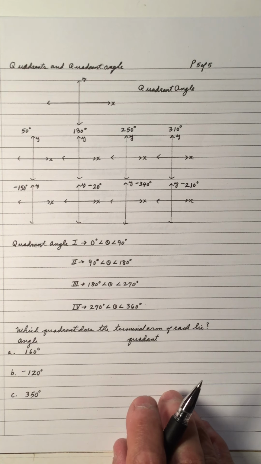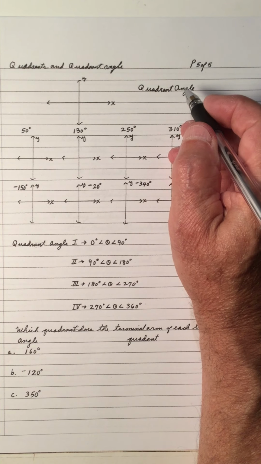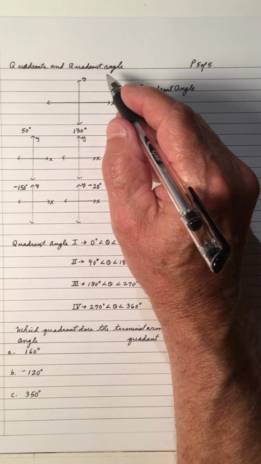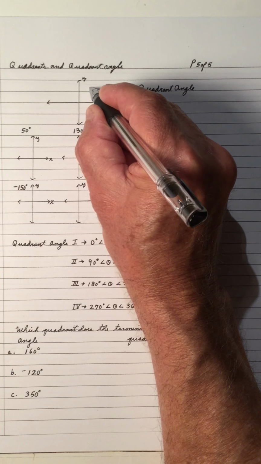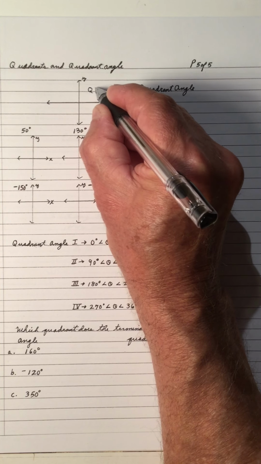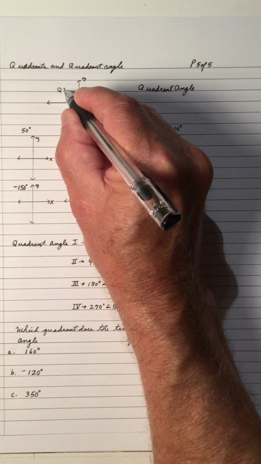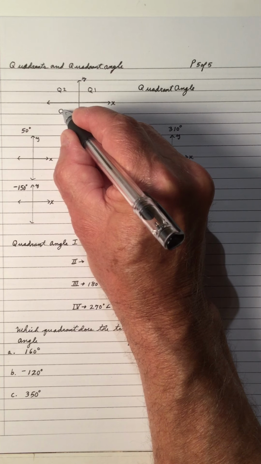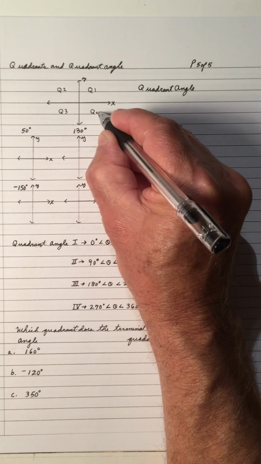And now we have another little topic. We talk about the quadrants and the quadrant angles. So this is the x-axis, y-axis. This is quadrant 1, Q1. This is quadrant 2, Q2. This is quadrant 3. And this is quadrant 4.